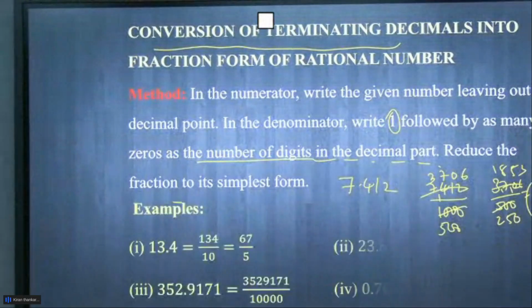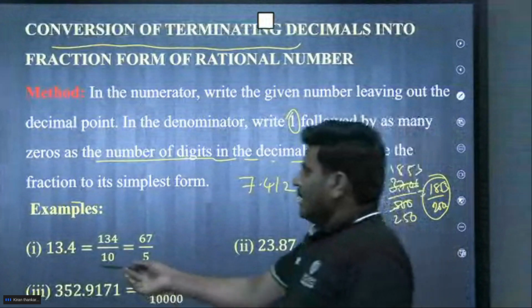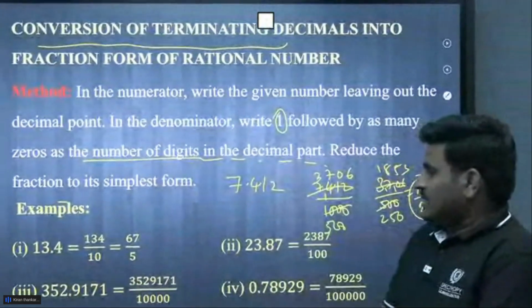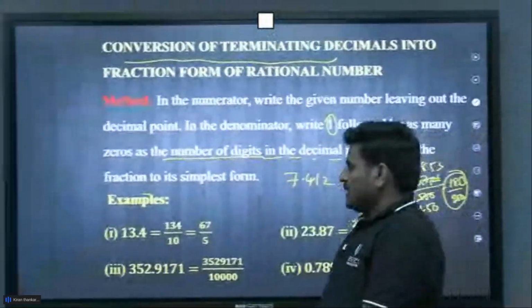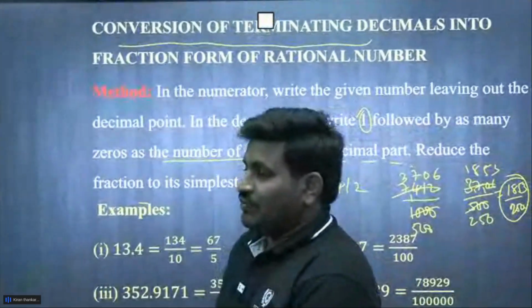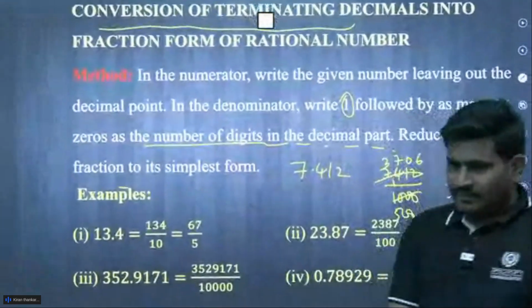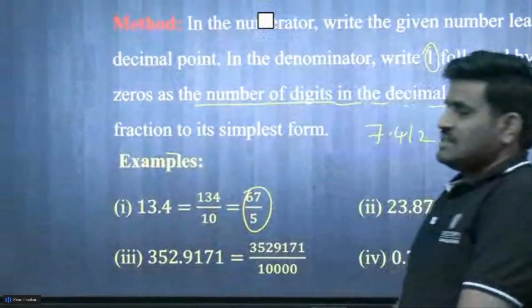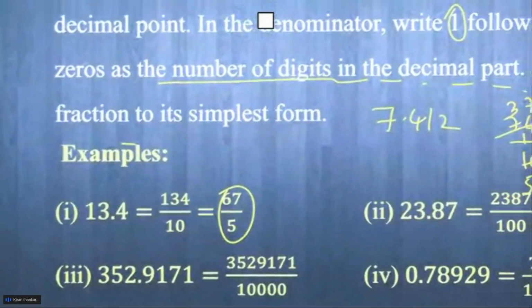Now if you observe another example, 13.4. We can write this as 134 by 10. When we write the simplest form, we get 67 by 5.